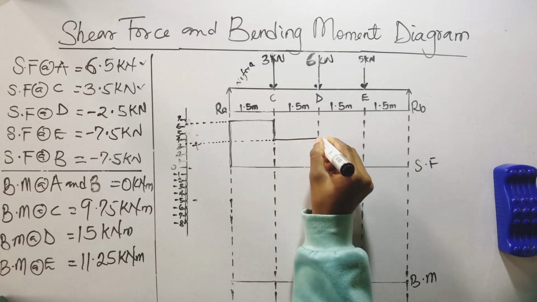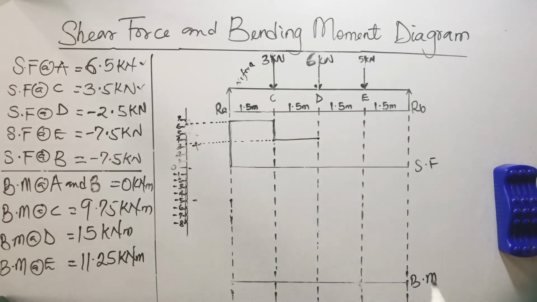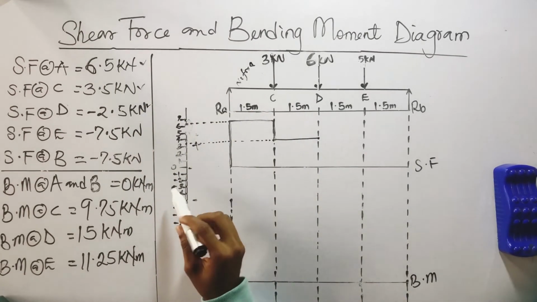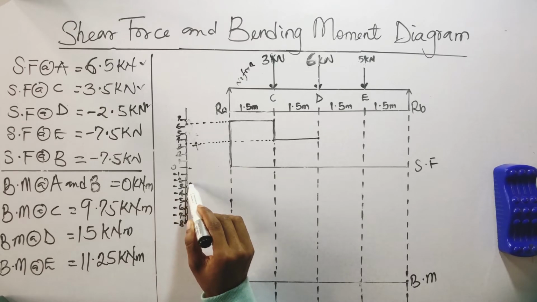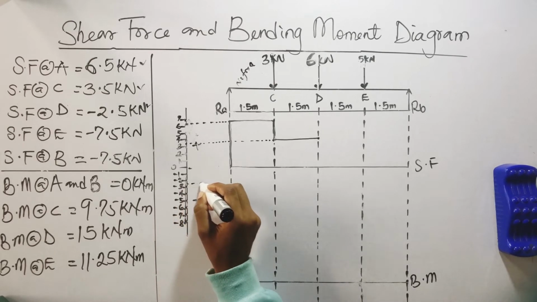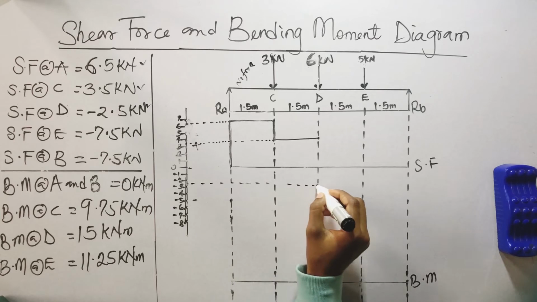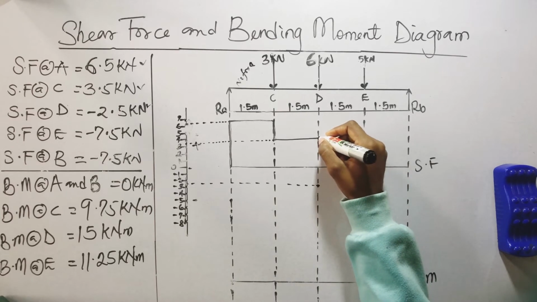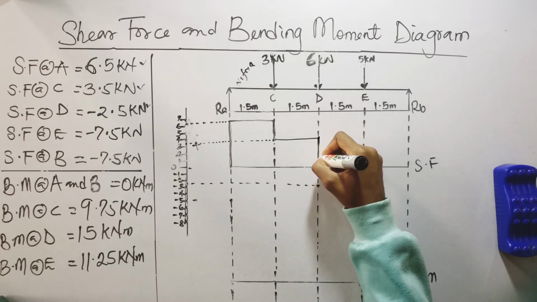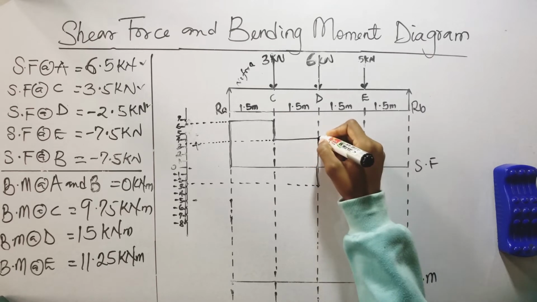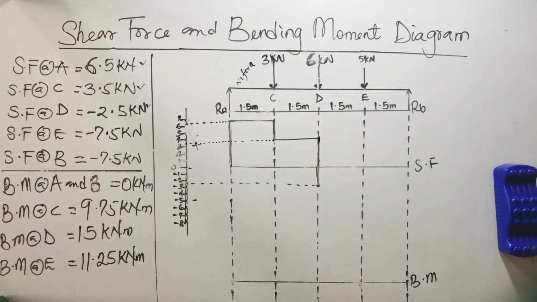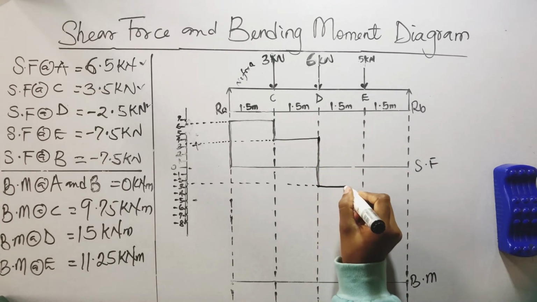Now at this D point, we have another value, which is minus 2.5 kilonewton. We'll do the same. We go to the graph, look beneath, we have a minus 2.5 point there. You trace and you mark it at the point D. Then you join the line from this horizontal straight line that I've drawn here to D. And then it stays the same until it gets to the next point, which is point E.